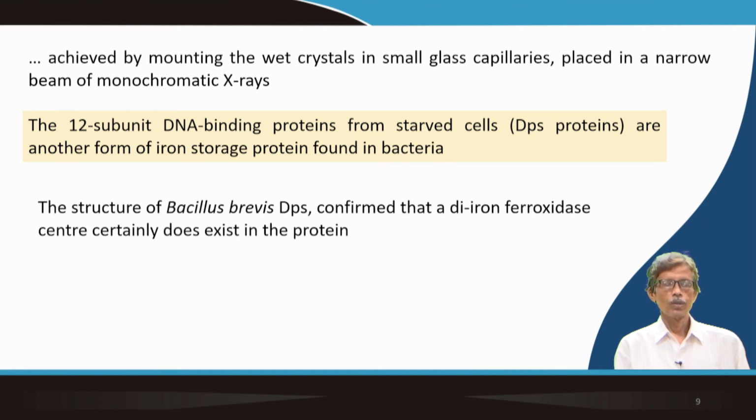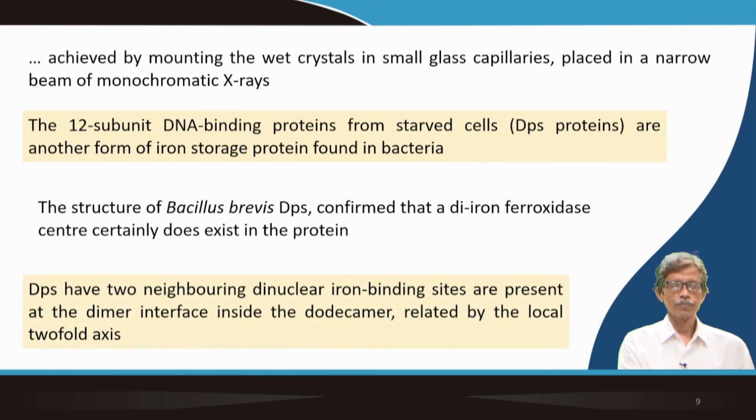molecule. So, the structure of Bacillus brevis DPS is one particular sample, and this can confirm that we have a di-iron ferrooxidase center. So, not only one iron center, we try to locate two iron centers within this particular DPS molecule or DPS protein. This particular di-iron ferrooxidase center certainly does not exist in this particular protein, but in other cases this di-iron site, or the ferrooxidase site, is present.